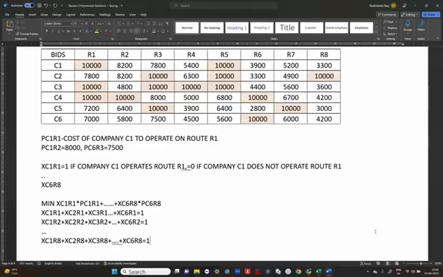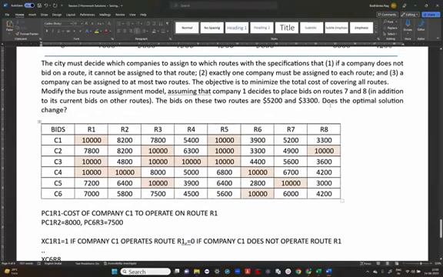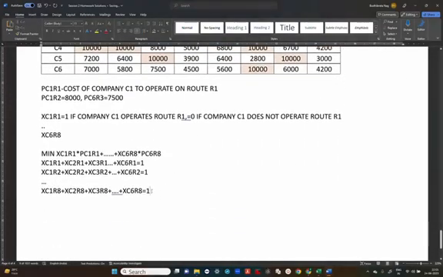Now we also have to ensure one more condition, which says that a company can be assigned at most 2 routes. This is another condition that we have, right? Which means that for each row, XC1R1 plus XC1R2 plus XC1R3 plus XC1R4 plus, like that, up to XC1R8 will have to be less than or equal to 2. Right? For company 1, we cannot have more than two routes being operated by that company.